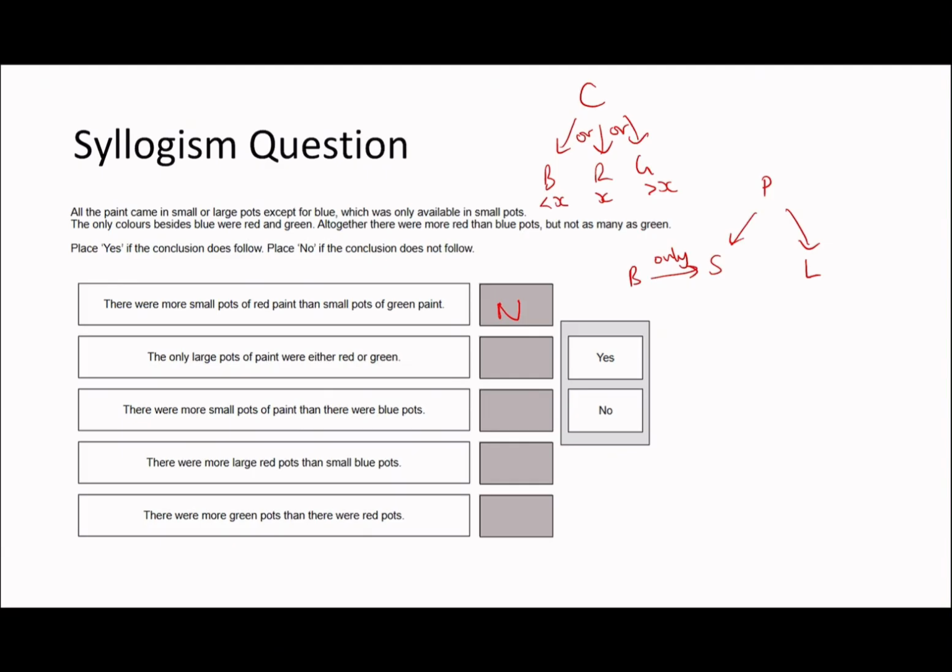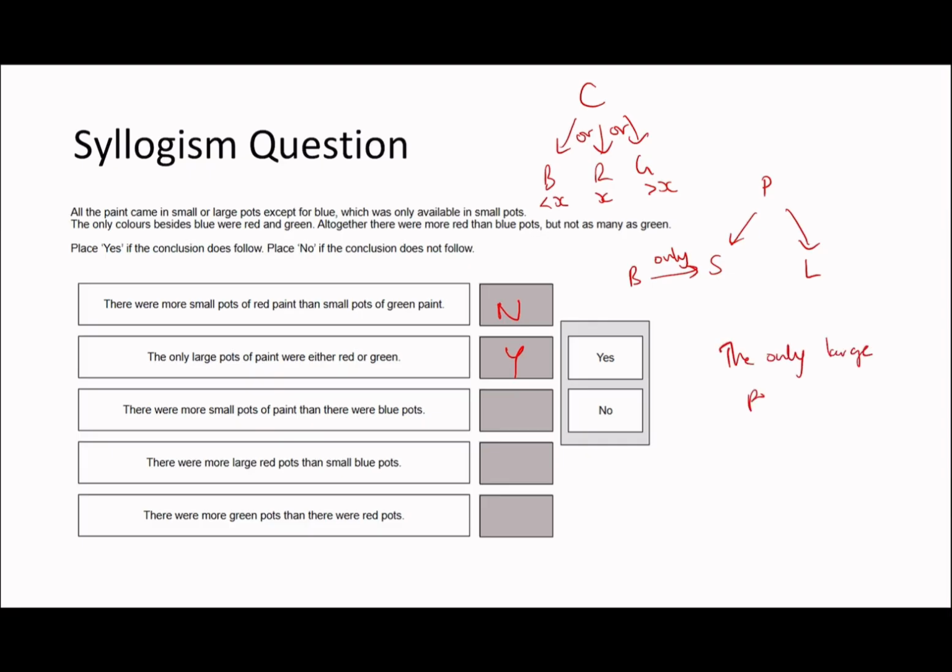The only large pots of paint were either red or green. So once again, what do I try and do? I try and create a hypothetical. Can you have it so that the only large pots of paint were not red or green? No, you can't, because blue is only small. Remember, you can't create a hypothetical that's not within the confines of this premise. And once again, this is quite a standard yes as well, so you probably didn't need to create the hypothetical. The point that I'm trying to prove here is this hypothetical.